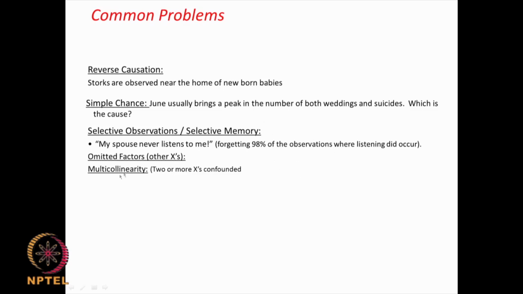Omitted factors. There could be some other X's. I may think temperature, pH and carbon are important, but there could be magnesium or some other micronutrient which may be helping the growth of the organism, which is called omitted factors.